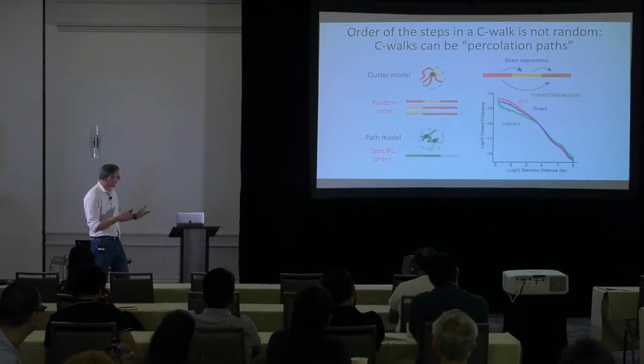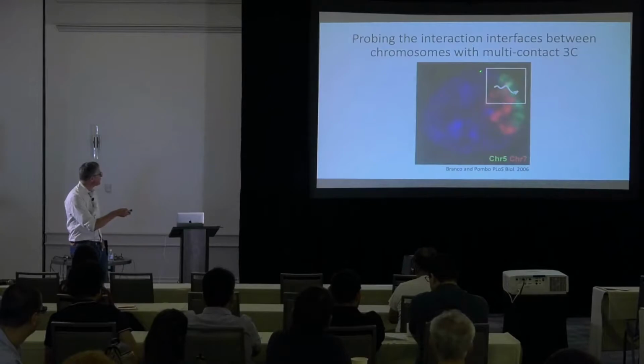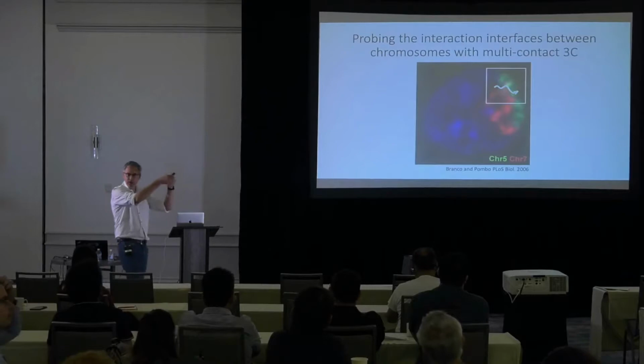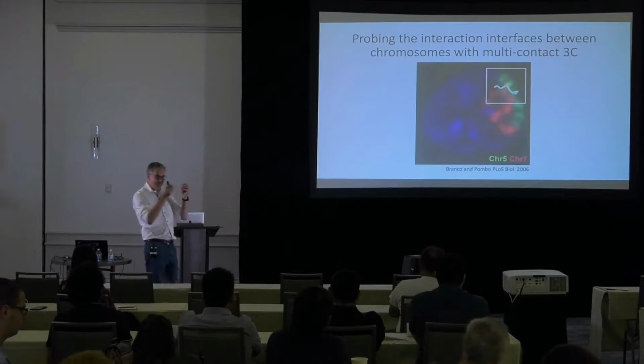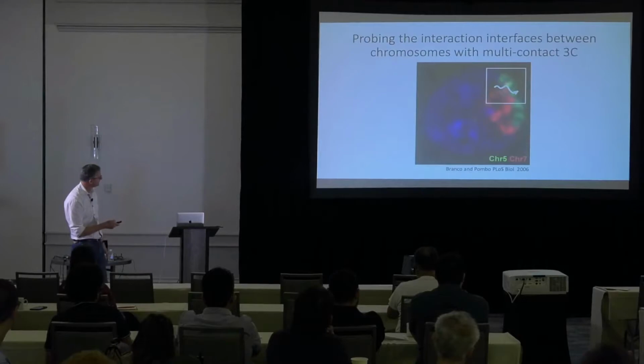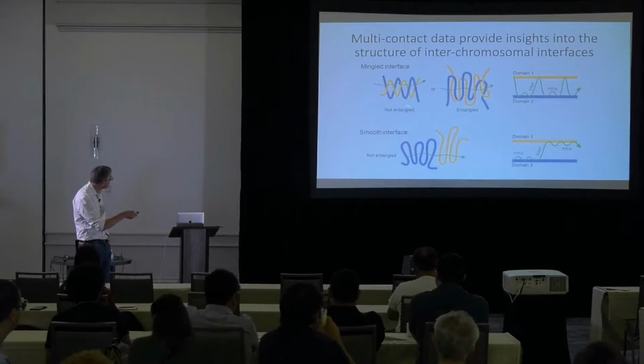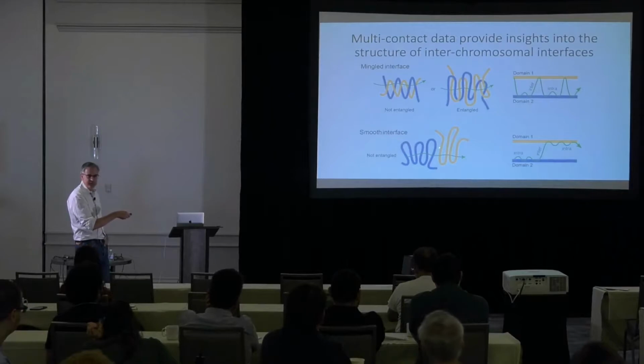So this gave us an idea: we can select paths that, for instance, start in one chromosome, take a number of steps through the folded genome, and end up in a second chromosome. That path will tell us something about the interface between two interacting chromosomes. And that interface can have different features. It can be a highly intermingled, either entangled or not entangled, interface, or it could be a very smooth interface.